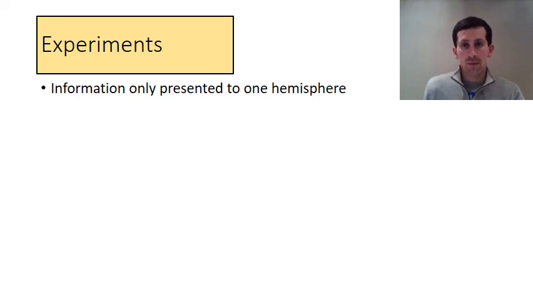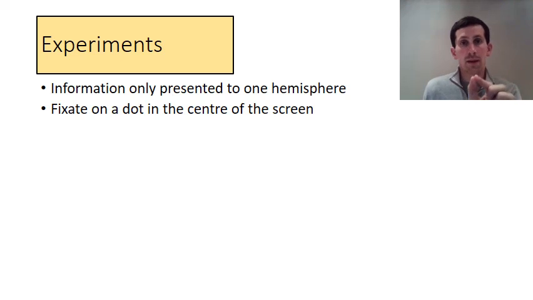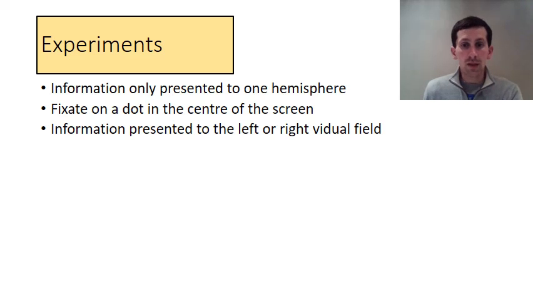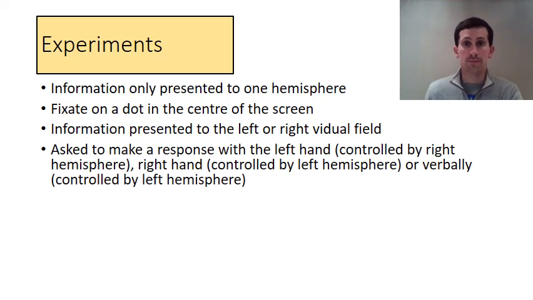So remember, the information here is only presented to one hemisphere. The patient is asked to fixate on a dot in the centre of their screen. The information is then presented to their left field or their right field of vision, and they're asked to make a response. They can make a response with their left hand, which is obviously controlled by their right hemisphere, or their right hand, which is controlled by the left hemisphere, or they can give a verbal response, which is again controlled by their left hemisphere. Remember, L for left, L for language.